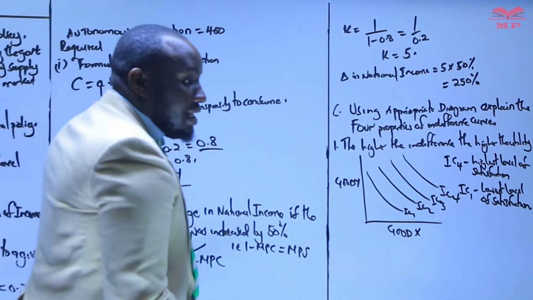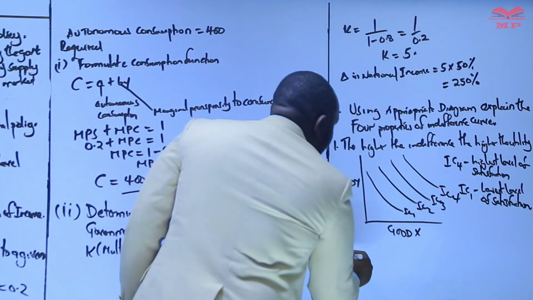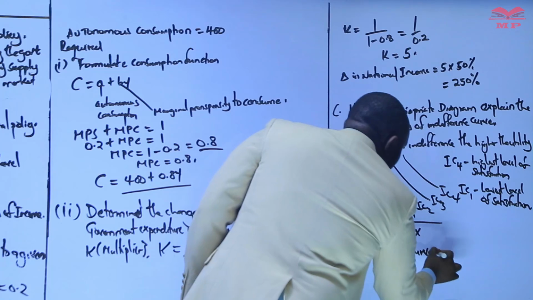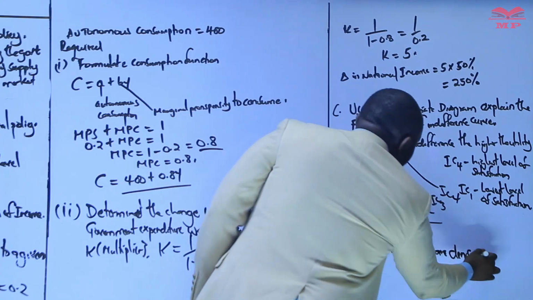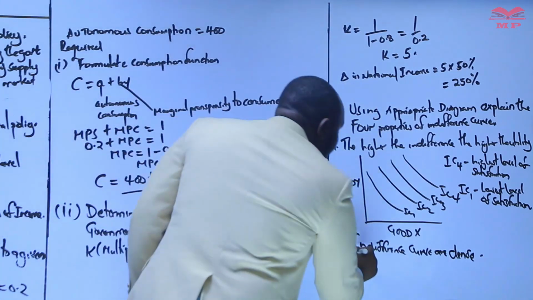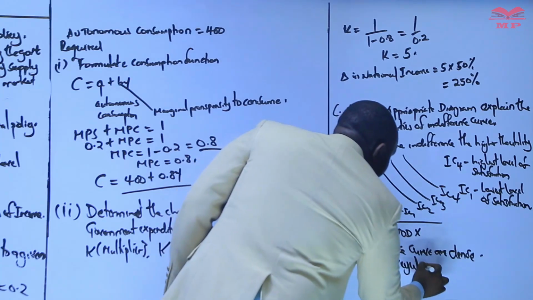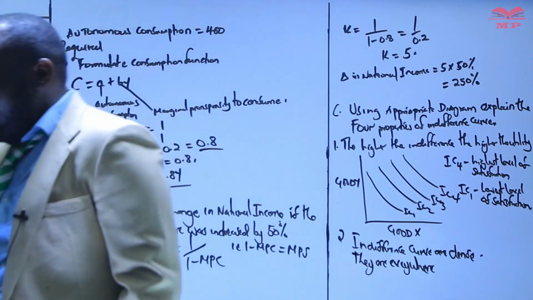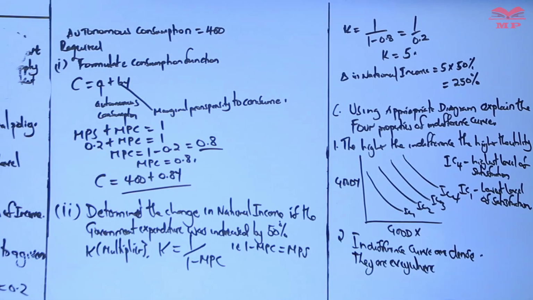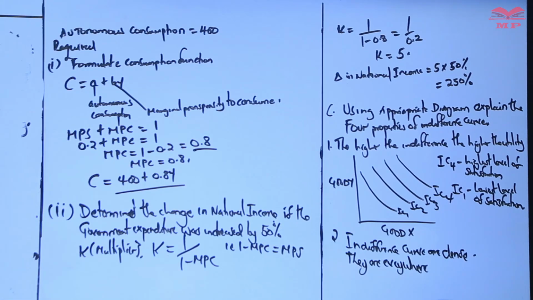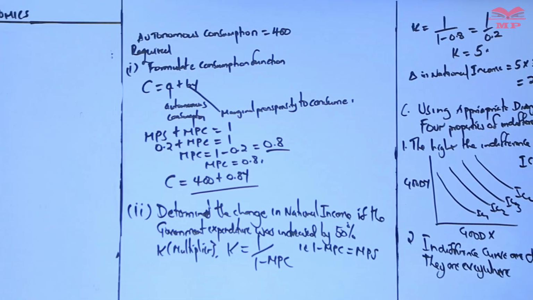The second property, we say the indifference curves are dense. What do you mean by dense? They are everywhere. That is what you call dense. So we draw it so that we depict that.